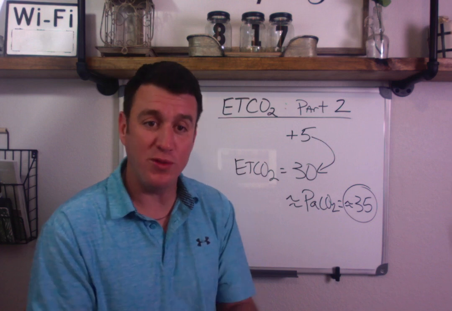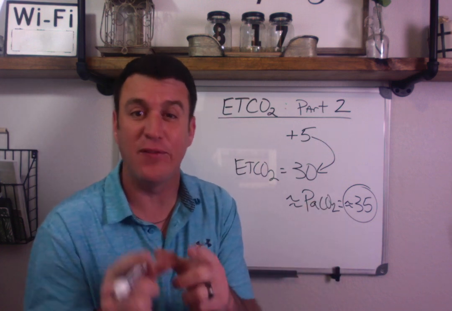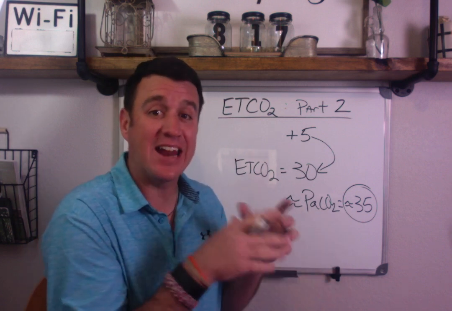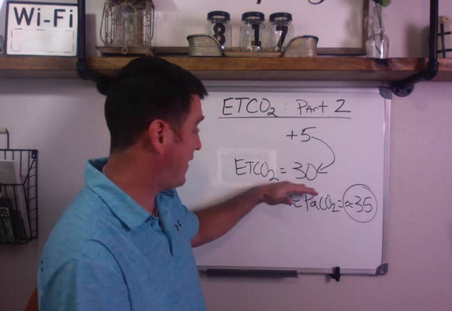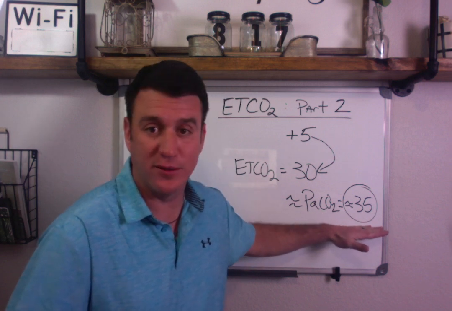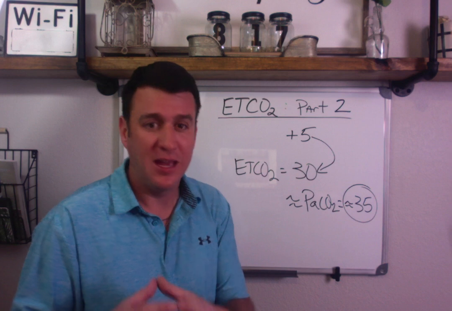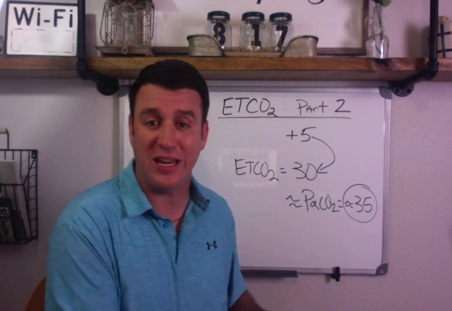Because we know that the gradient between arterial and end-tidal, based off of the blood gas that we drew an hour ago, had a difference of 5. So we simply add 5 to our end-tidal CO2, and that'll give us an approximation of what our arterial CO2 is. So my point is this: end-tidal CO2 tells you nothing unless you know your gradient.